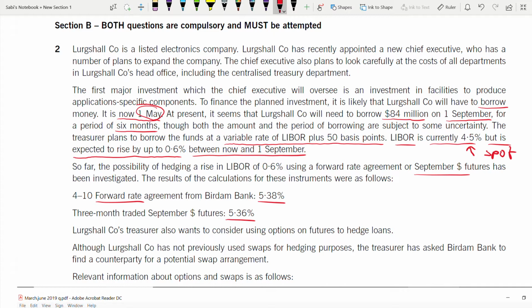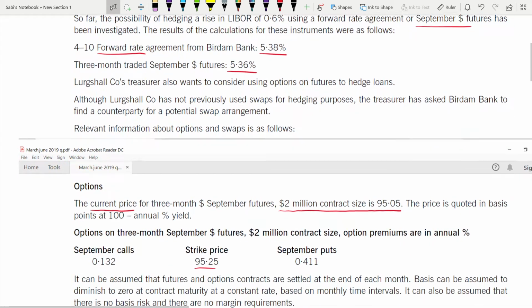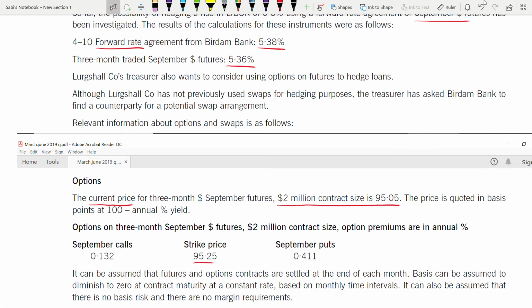Minus your future price. What is your future price? The opening future. Here, this one: 95.05. Don't go and deduct your exercise price from there. Please understand this. Even though this is an option, don't get confused. This is basis risk you are calculating. Basis risk is your spot minus opening future price, not exercise price. So don't take 95.25 there. Take 95.05.